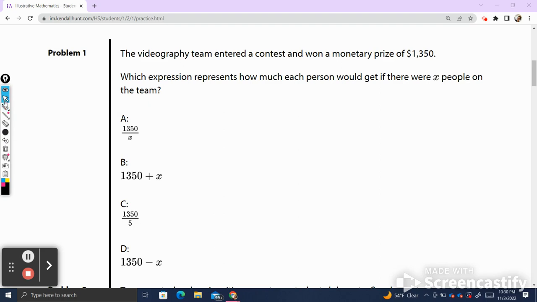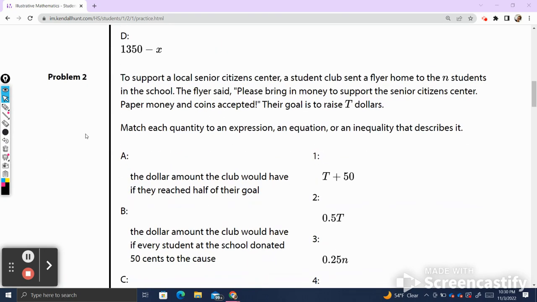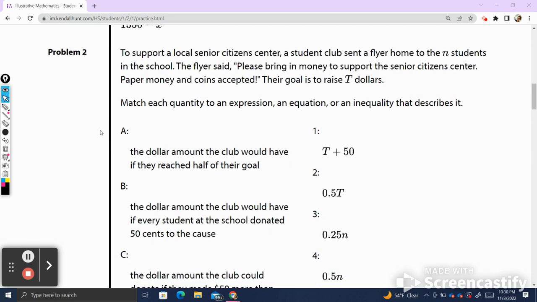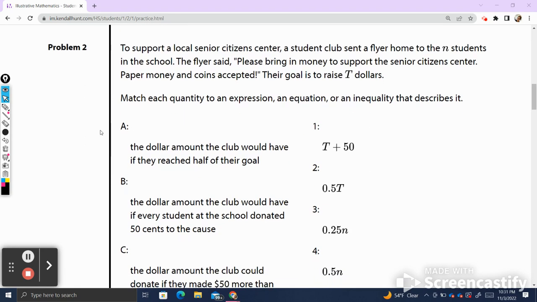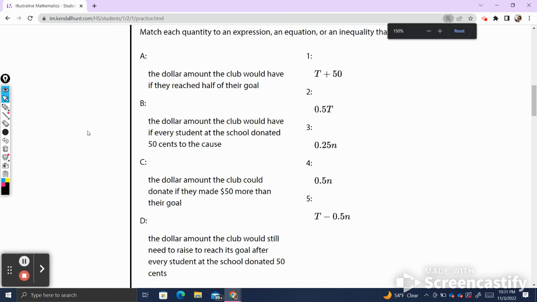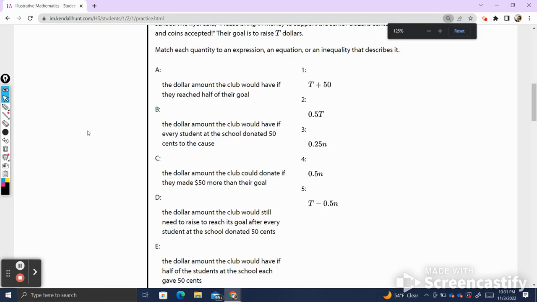Problem number 2. To support a local senior citizen center, a student club sent a flyer home to the N students in the school. The flyer said, "Please bring in money to support the senior citizen center. Paper money and coins accepted." Their goal is to raise $T. Match each quantity to an expression or an equation or an inequality that describes it.